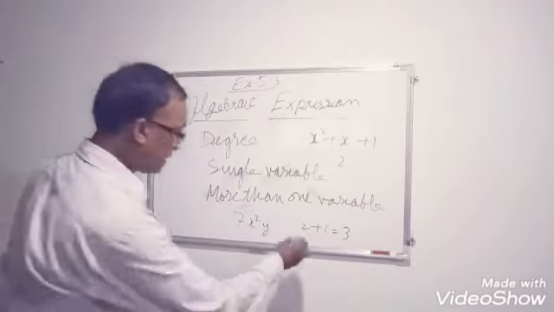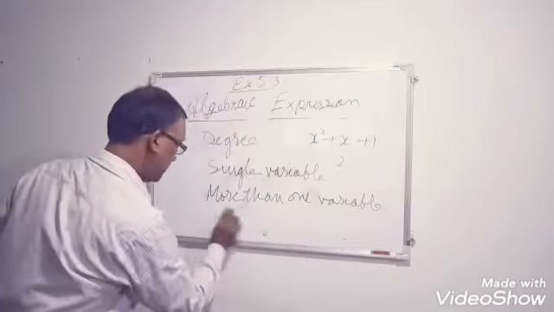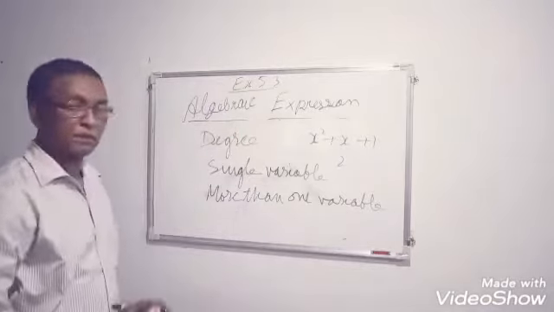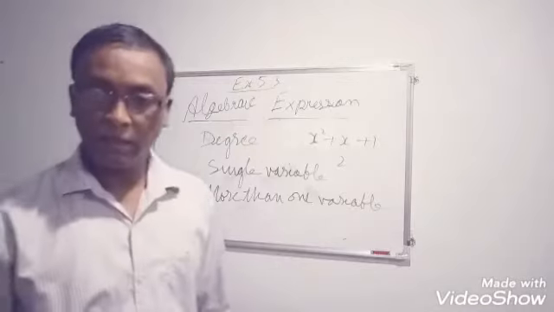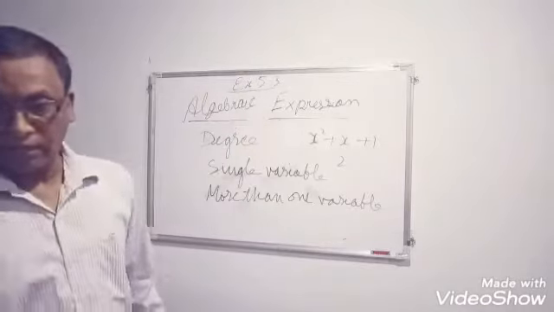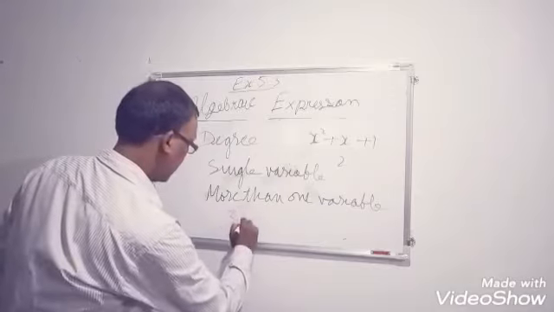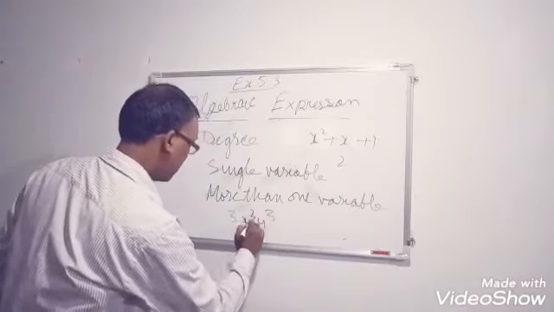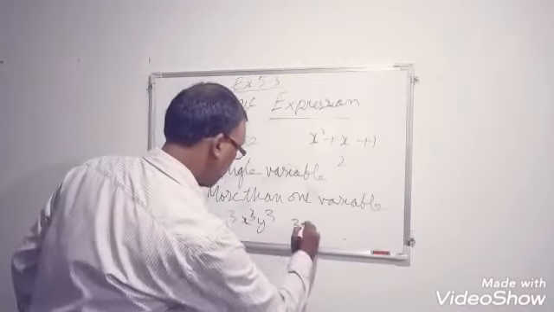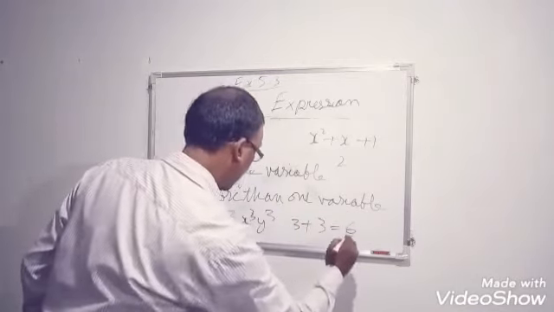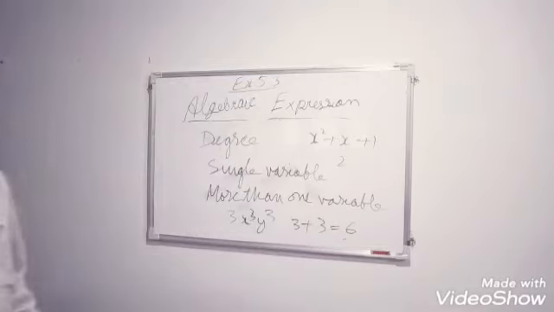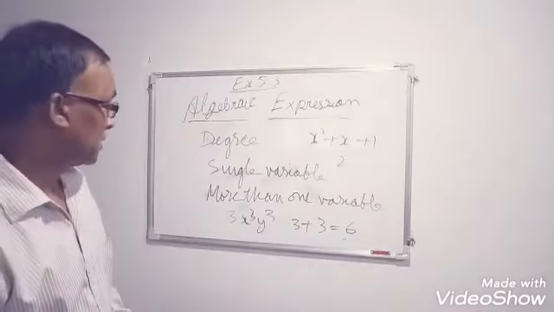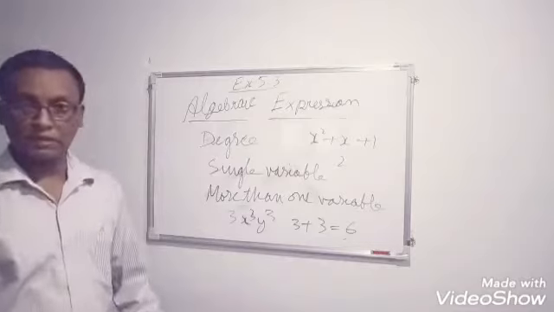So for the terms, if you see the variables, if there is more than one variable, we have to add up the exponents. Now another example, 3x cube y cube. In order to find out the degree, 3 plus 3, we are adding the exponents, so the degree is 6. So here I think it is clear.